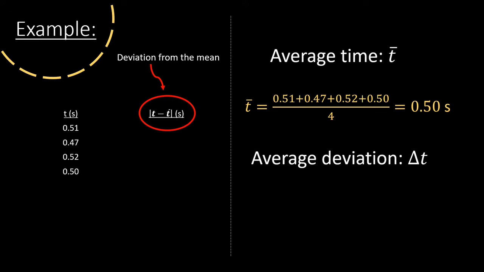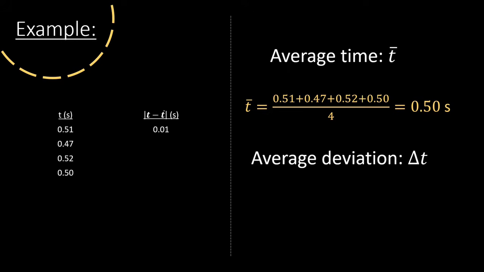Now the deviation from the mean, and we calculate the absolute value of this number, is how far each of the readings is from my average value. So for example, the first one is 0.51. If you subtract it from the average, 0.50, you'll get 0.01, okay? So the deviation from the mean of this number is 0.01. Now for the second number, as you can see, it is 0.03 away from the mean, and it is less than the mean. However, we're always taking the absolute value, so it's 0.03.